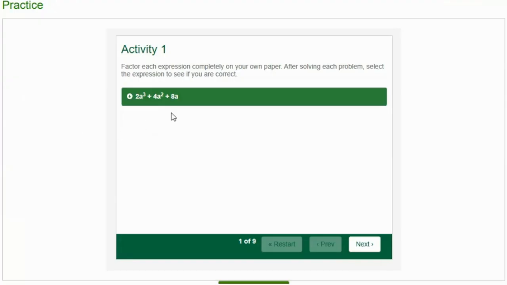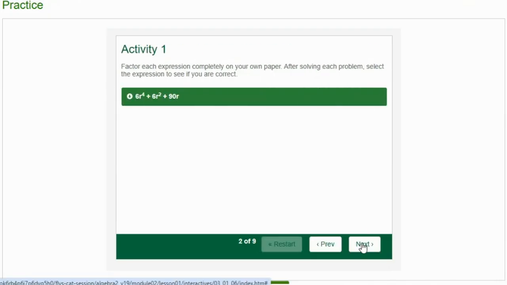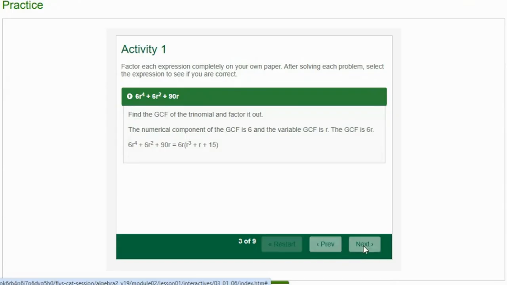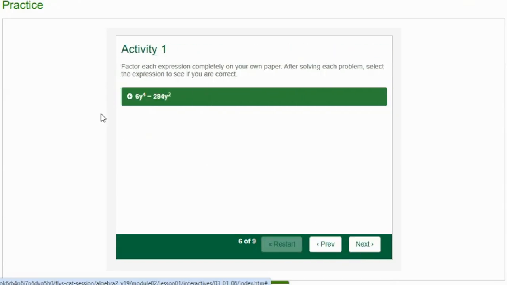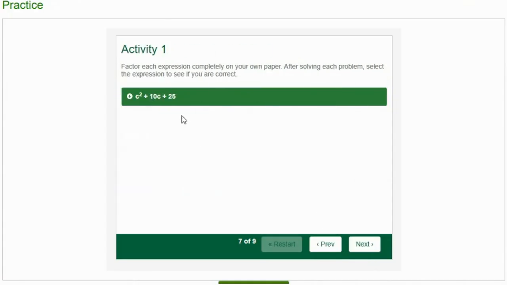This is factor it on your own paper. Here is a trinomial. Then see if you're right. This one, all you can do with this one is factor out the greatest common factor. And there's 9 of those. Factor it. Factor it. Factor it. Factor it. There's some of those perfect squares. Factor the greatest common factor, and once you factor it out, is it a difference of squares? Is it a perfect square trinomial?